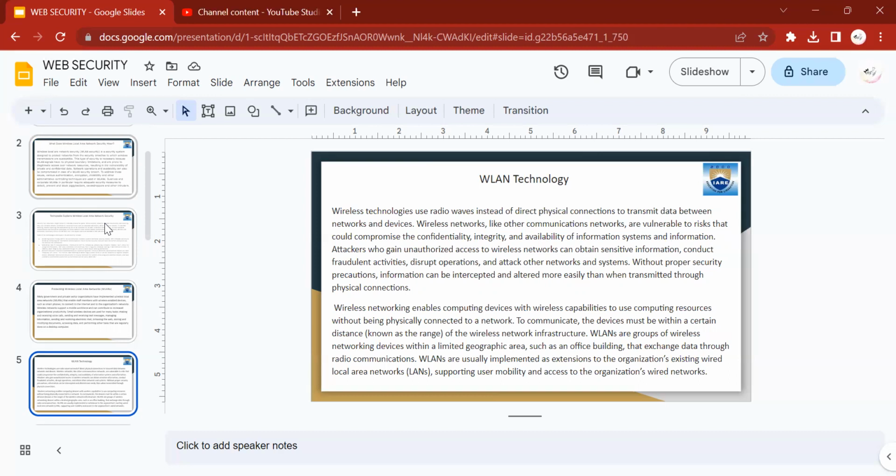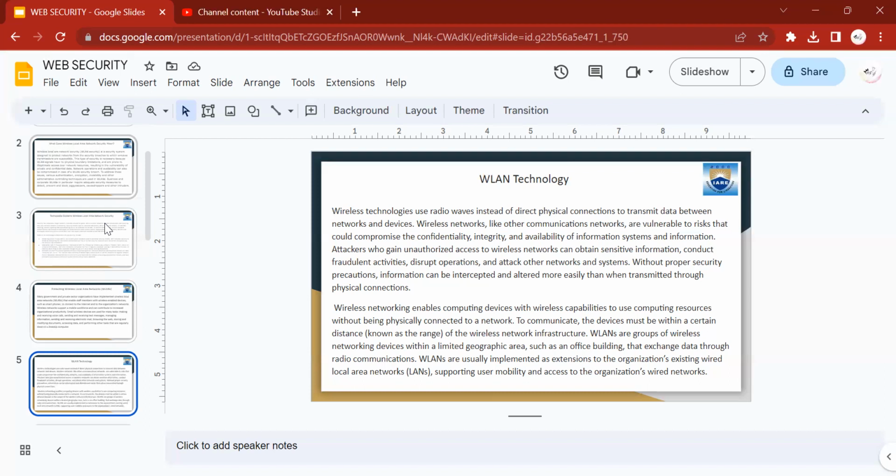Attackers who gain unauthorized access can attack other networks and systems. Without proper security precautions, information can be intercepted and altered more easily than when transmitted through physical connections.